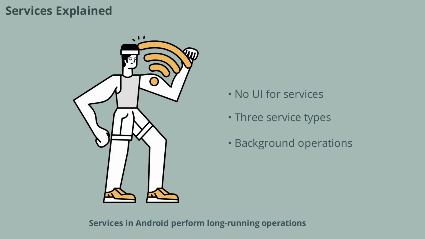Services in Android perform long-running operations in the background without a user interface. There are three types: foreground service, background service, and bound service. Foreground services are visible through persistent notifications. Background services run without user interaction, and bound services allow components to bind and communicate directly. Services are ideal for tasks like data processing, file downloading, or music playback.